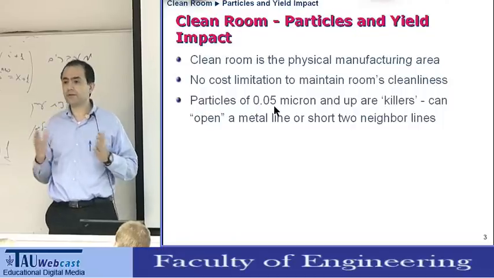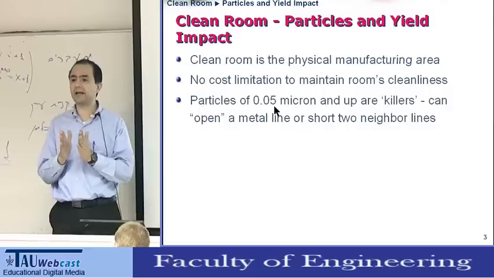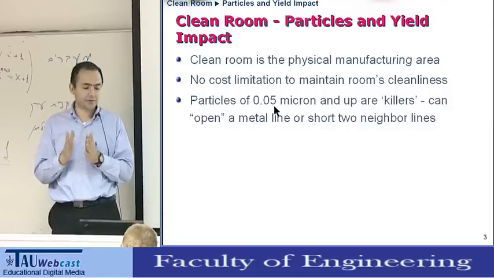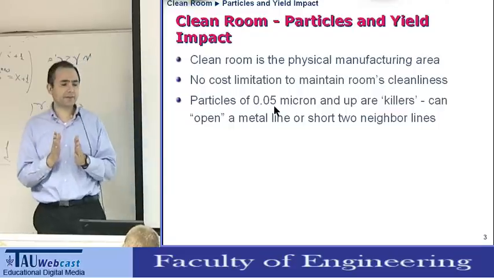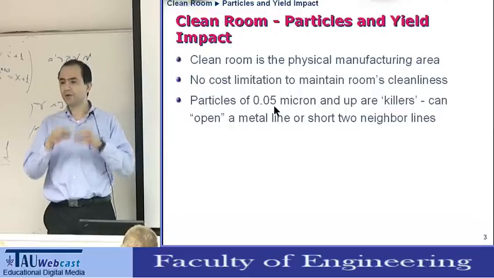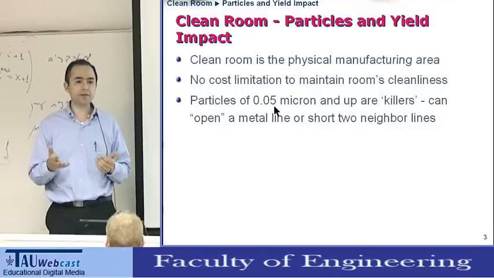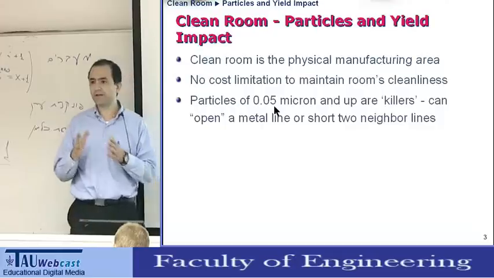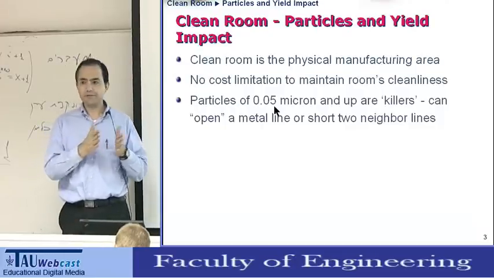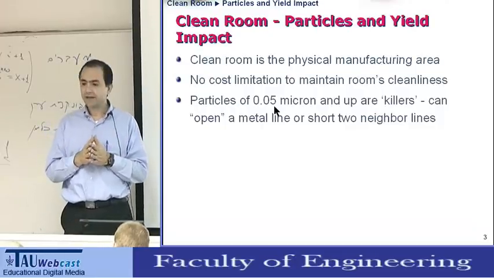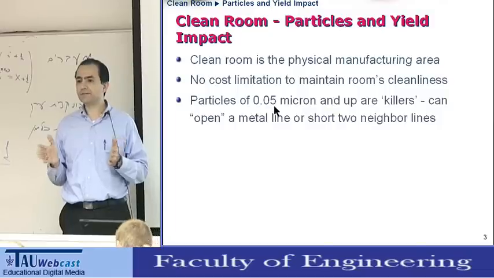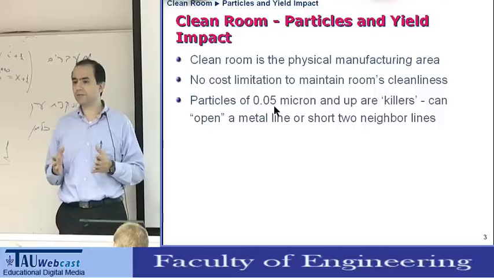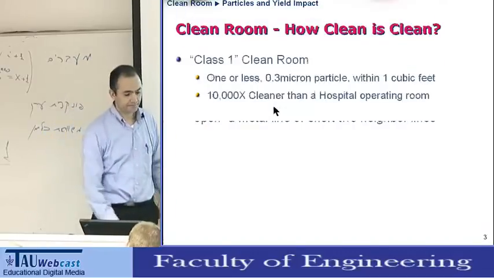And the reason is, when you're trying to print a line which is 50 nanometers, if you have a particle which is 50 nanometers, it could completely block the line, make it an open, or short two adjacent lines. So a particle of the same size of the lithography node, the half pitch of the lithography, is a killer. If it's smaller than that, it could be a killer, but most probably it could be a reliability problem, and we will talk about that later.